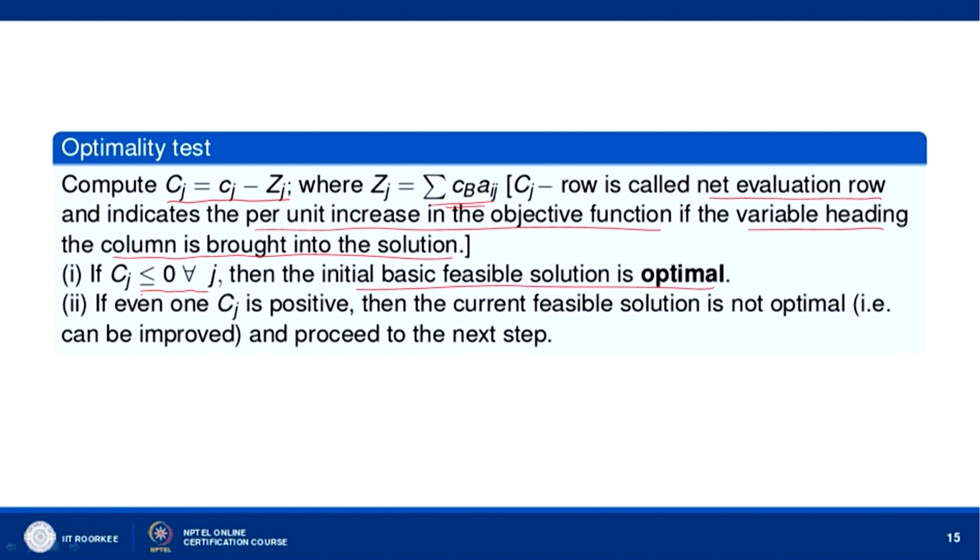This is the optimality condition. If Cj is less than or equal to 0 for all j, then the initial basic feasible solution is optimal. If even one Cj is positive, then the current feasible solution is not optimal and we will proceed to the next step. It has to be improved.